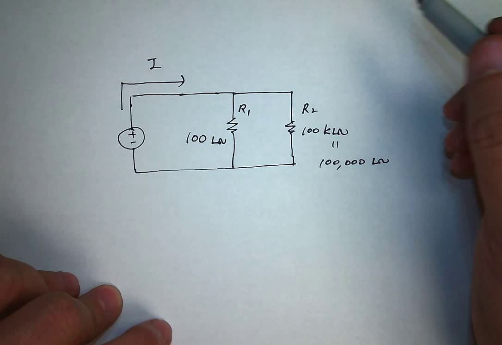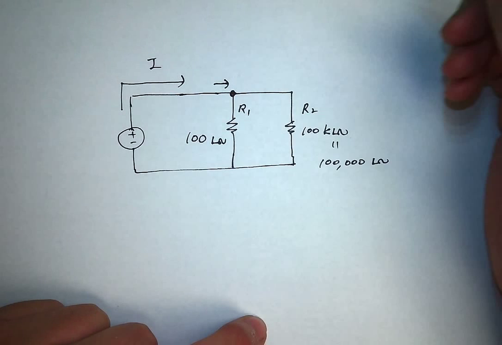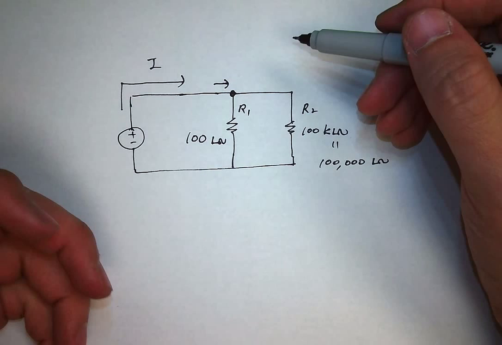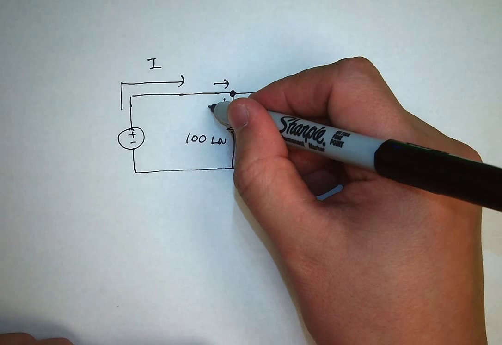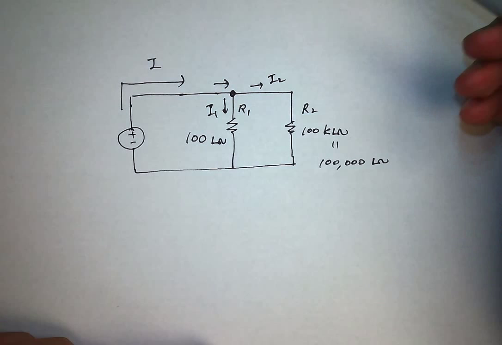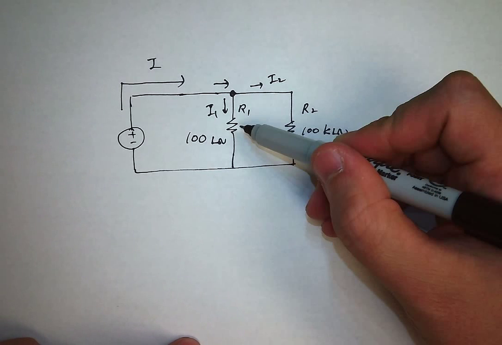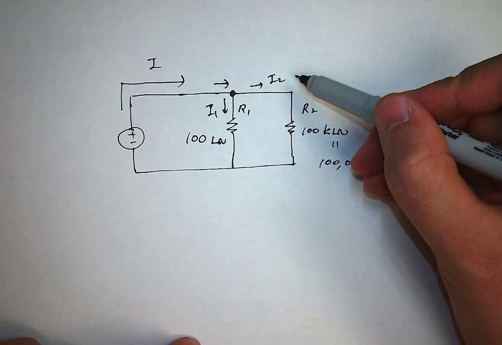But when the current gets to this junction over here, the current will divide. So the current will divide into this path, this is I1, and this path, I2. So the current will divide into two paths. The question is, how much current will flow in here, and how much current will flow in there? So that's the main question.